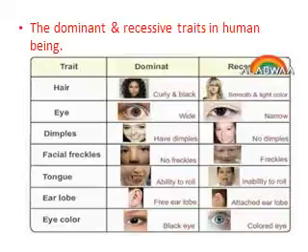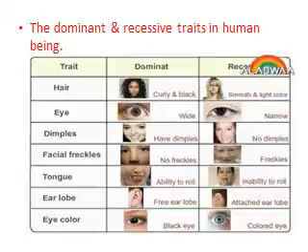Now the dominant and the recessive traits in human beings, like the hair. The dominant trait for hair is to be curly and black, while the recessive is to be smooth and with light color. The dominant for the eye is to be wide, while the recessive means to be narrow. Having dimples is dominant, while no dimples is recessive. For facial freckles, no freckles is dominant, while having them is recessive.